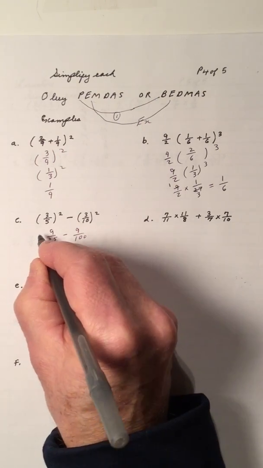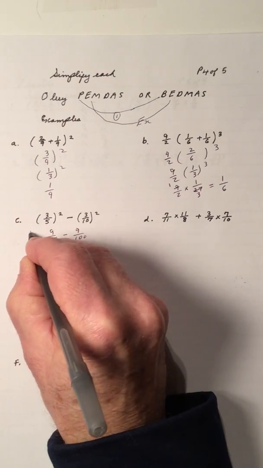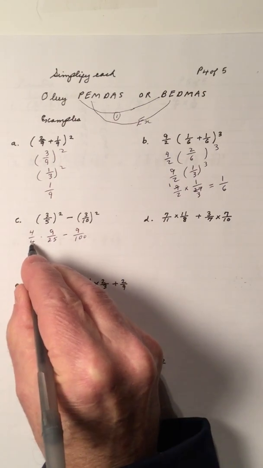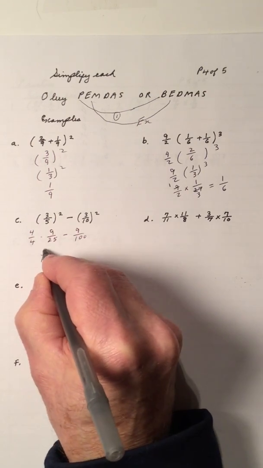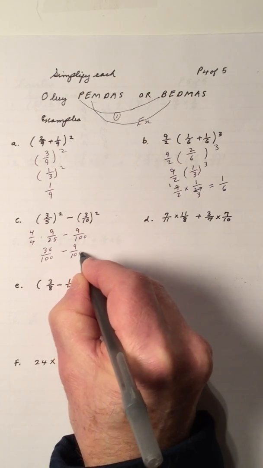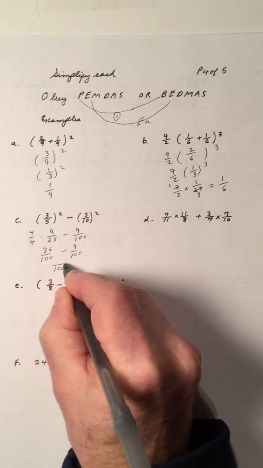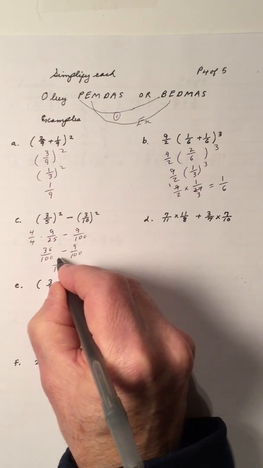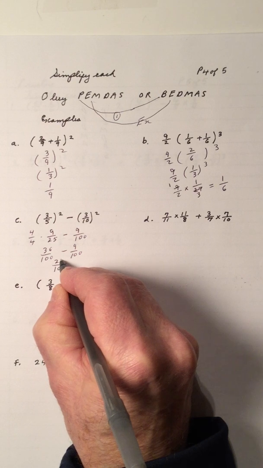So if the LCD is 100, we multiply the first fraction by 4 over 4, because 4 fives gives me 100. So 4 times 9 is 36. And we have a common denominator of 100, so we subtract 36 minus 9 is 27.